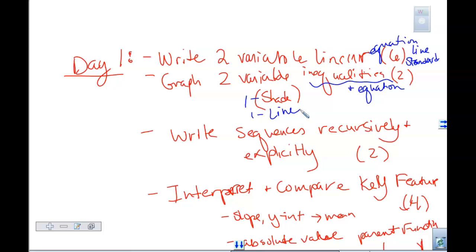Then on the bottom of that page, you have to write both a recursive and an explicit form for a sequence. So I'll give you a sequence and I'll say, tell me what is the recursive or explicit, and then maybe tell me 8 weeks later, or tell me what the 8th number in the sequence is, or tell me what the 10th number or the 5th number. So you'll have to use those equations.